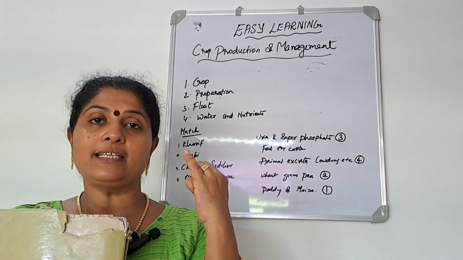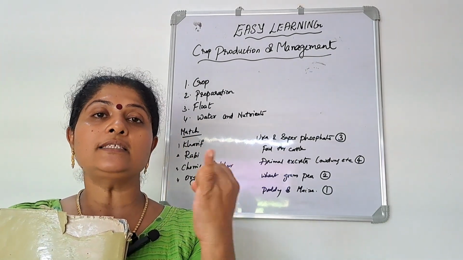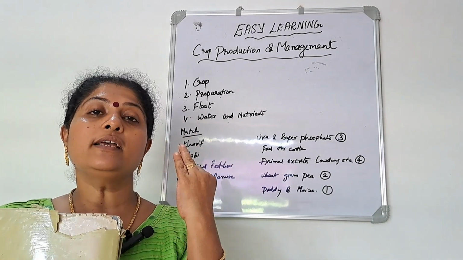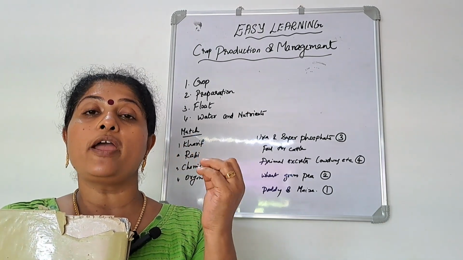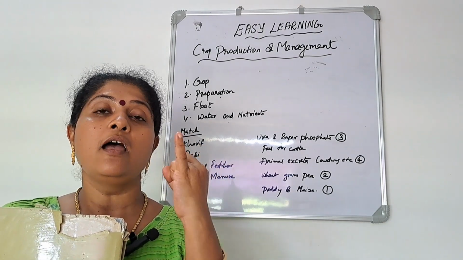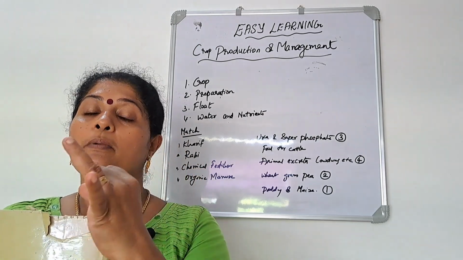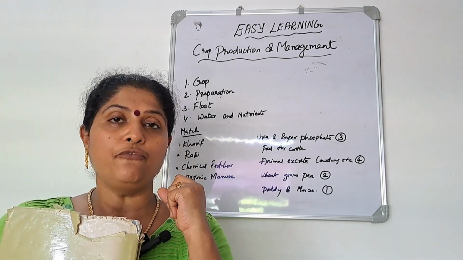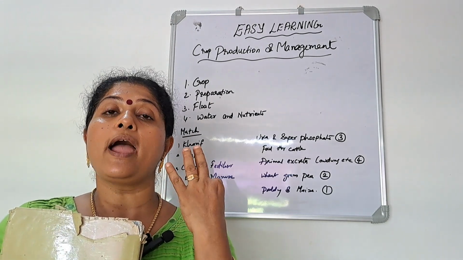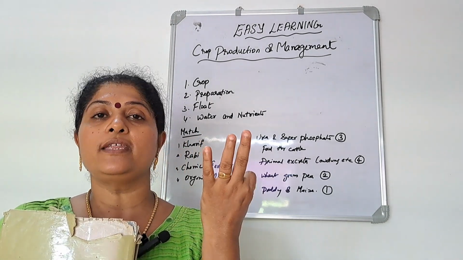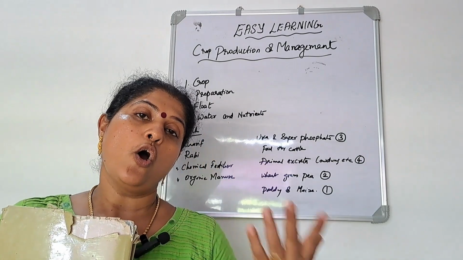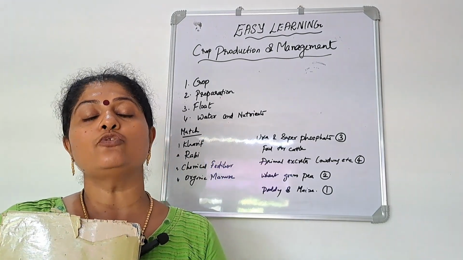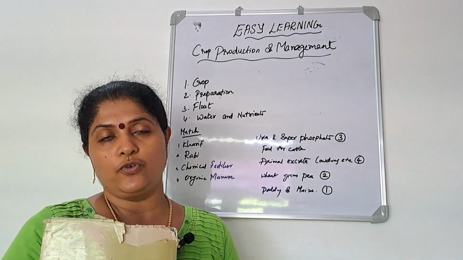First point, fertilizers are chemical substances, whereas manure is an organic substance. Second point, fertilizers are prepared in the factories, whereas manure is prepared in the field. Third, fertilizers provide a lot of plant nutrients, whereas manure provides only a very small amount of plant nutrients.